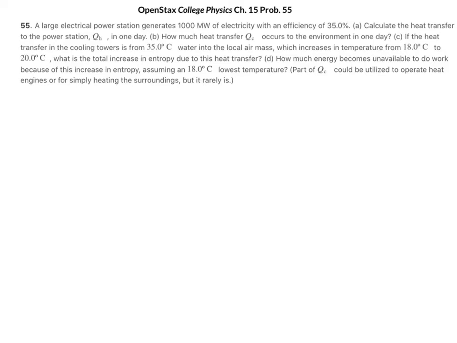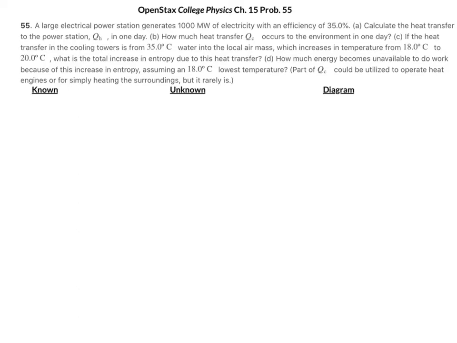C. If the heat transfer in the cooling towers is from 35 degrees Celsius water into the local air mass, which increases in temperature from 18 degrees Celsius to 20 degrees Celsius, what is the total increase in entropy due to this heat transfer? D. How much energy becomes unavailable to do work because of this increase in entropy, assuming an 18 degrees Celsius lowest temperature? Part of QC could be utilized to operate heat engines for simply heating the surroundings, but it rarely is.